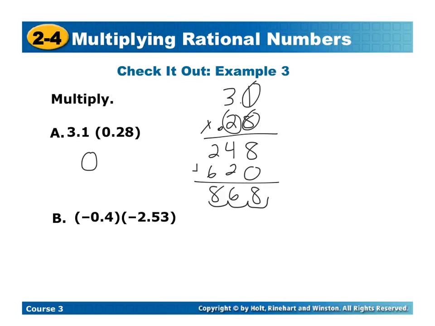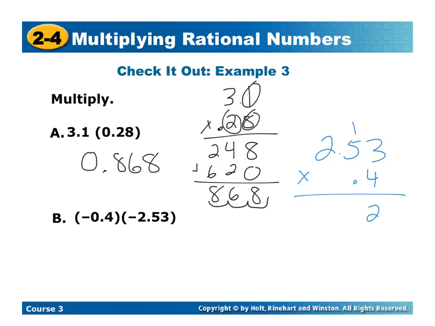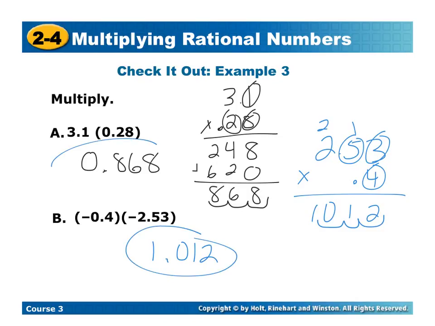So our final answer is going to be 0 and 868 thousandths, and it's going to be positive because we're multiplying two positive numbers. Now if I take 2 and 53 hundredths and multiply it by 4 tenths, 4 times 3 is 12, 4 times 5 is 20, plus 1 is 21, 4 times 2 is 8, plus 2 is 10. 1, 2, 3 digits behind the decimal point, so our final answer is going to be 1 and 12 hundredths, and once again it's going to be positive, because we're multiplying two negative numbers.